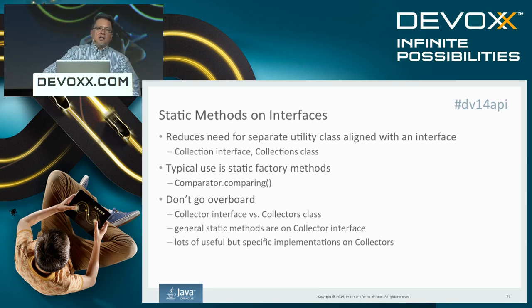So if you look at the Collector interface in Java 8, it has a few static methods on it, which are basically the fundamental static factories for that. But there's also a Collectors class that has a bunch of very useful implementations, but they're kind of specialized. So in this case, it makes sense to have certain static methods directly on the interface, but other static methods being in the old utility class pattern.